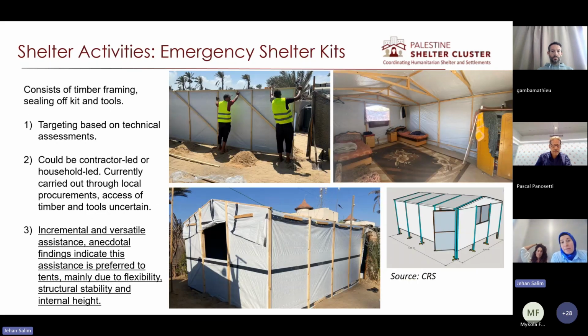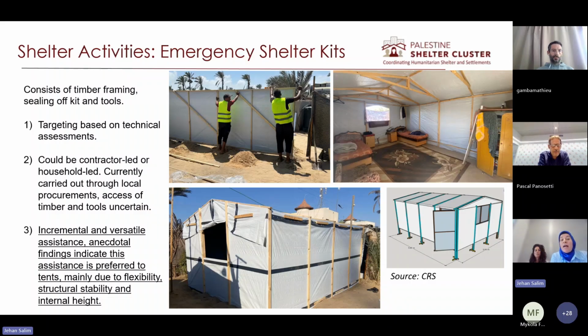Then for example, I'm showing you one example. This is the emergency shelter kit. You can see that CRS piloted this approach. These are very expensive items in Gaza. I mean, these are dual use items, but CRS managed to do the procurement inside Gaza for a very small amount. Very few partners were able to enter these items to Gaza, but this can be led through contractor or household level or through cash for work.